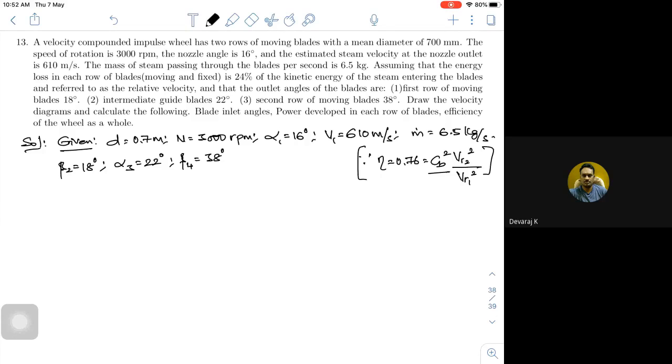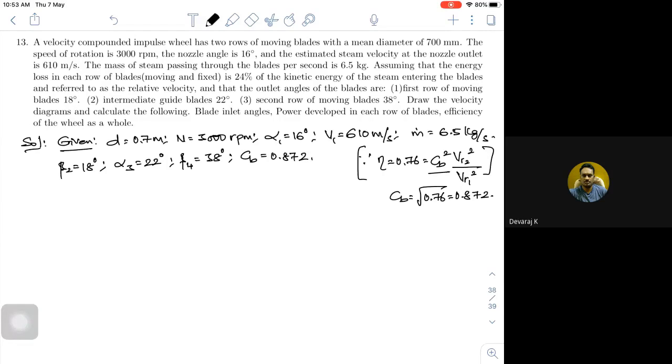If I take the square root of 0.76, it is equal to 0.872. So my CB is equal to the square root of 0.76, that is 0.872. You should not be confused, as the loss is given as 24% of the kinetic energy of the steam entering the blade. They are given in terms of kinetic energy, that is relative energies. And if I calculate it, my CB is 0.872. This is what they are given.